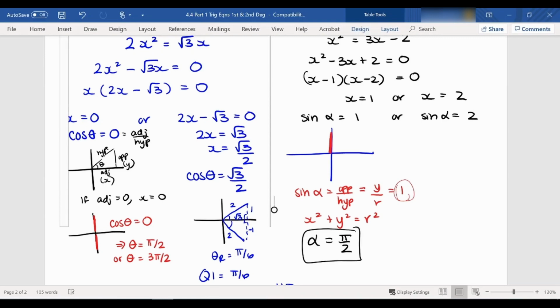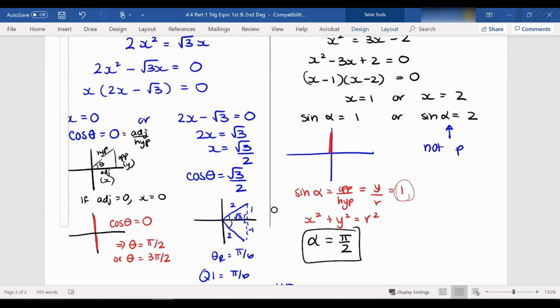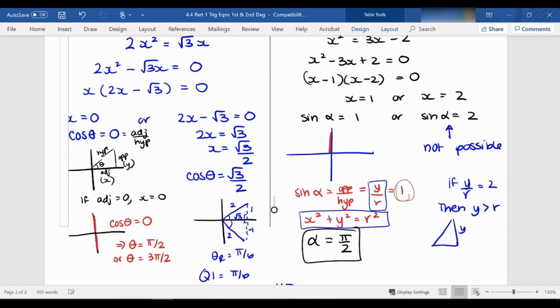Now our second set of answers, this is not possible. If we think about what we just talked about, we know that sine alpha is equal to y over r, and we know that x squared plus y squared equals r squared. So if it's y over r and it equals 2, then that means y is bigger than r, which is not possible. It's not possible for y to be bigger than r because in our triangles, we have y, x, and r is the hypotenuse. r has to be the biggest. So sine theta and cosine theta can never be bigger than 1.